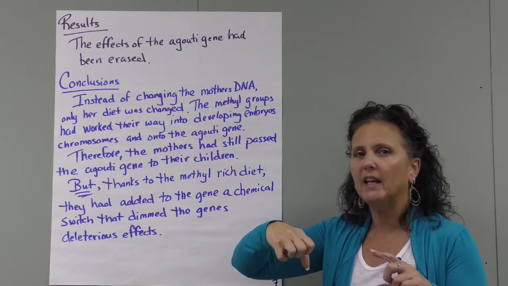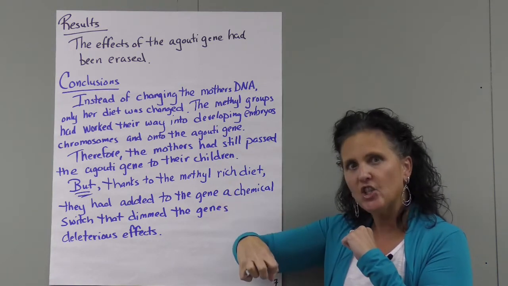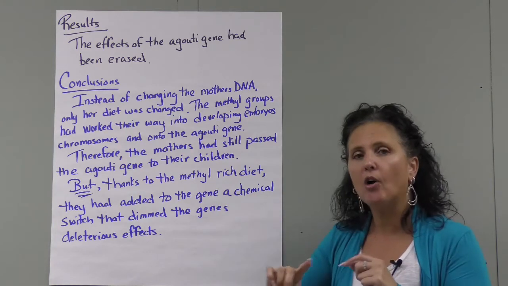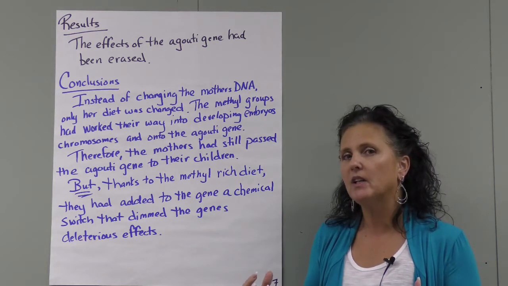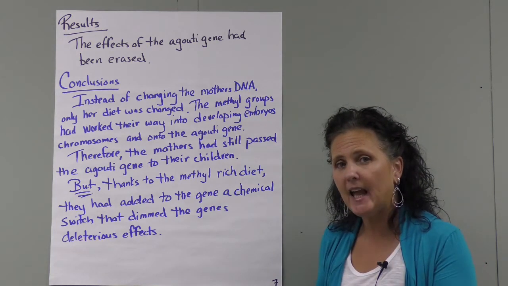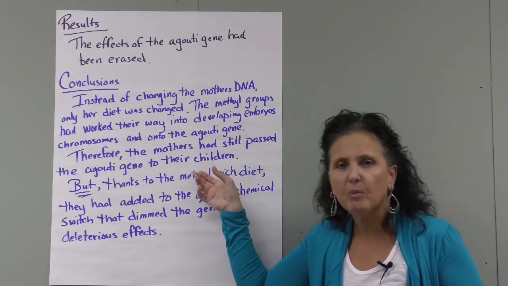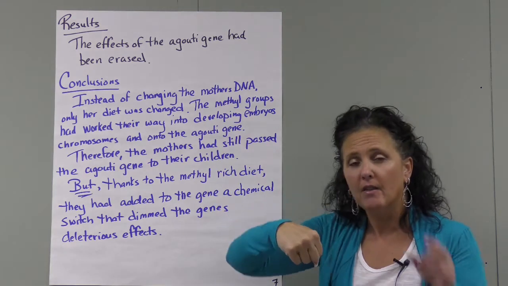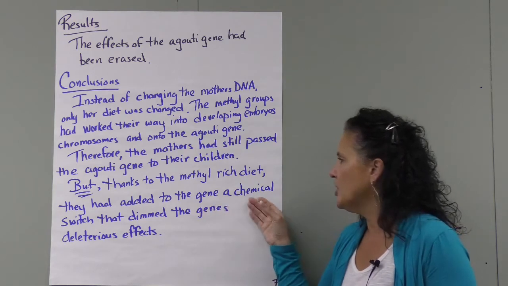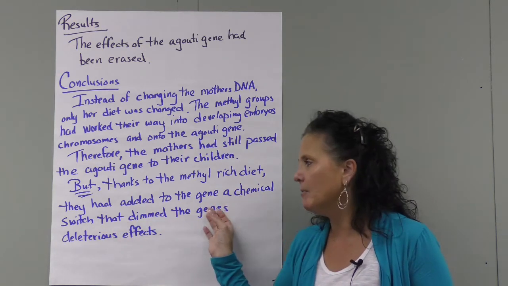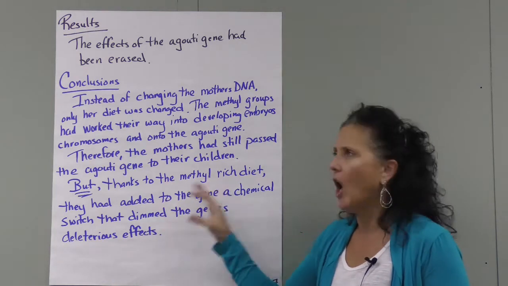Remember, we're not mutating. We're not changing the genetic code. We're adding methyl groups to turn that gene off. And once it's turned off, it no longer achieves expression. We looked at genetic expression. So now we have these mice that look totally different, but still have the same exact DNA that their parents had, right? The mothers had still passed the agouti gene on, but we're not expressing it anymore. We've turned that off. The babies have it, but we've turned it off. But thanks to the methyl-rich diet, they added a chemical switch that dimmed those deleterious effects.